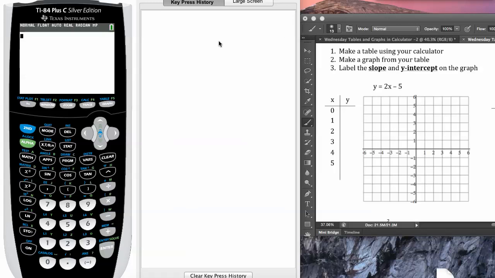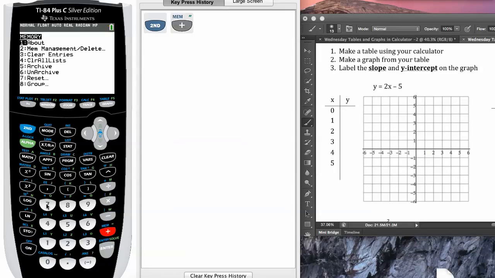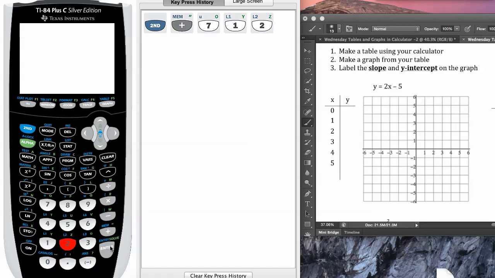Alright, so today we're going to learn how to use this calculator to make a table and a graph for us, which is a lot easier than all the hard work you've been doing to do it. So the first thing that we're going to do before we even start using this calculator is we're going to hit second plus 7 1 2, and all that does is completely clear out the calculator. So anything anybody else did before you is gone, and you have a fresh, clear, brand new calculator to work with.